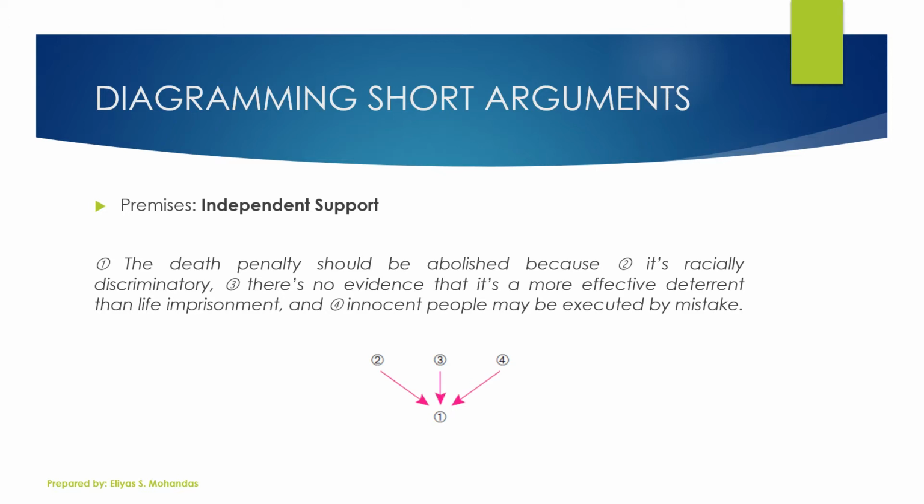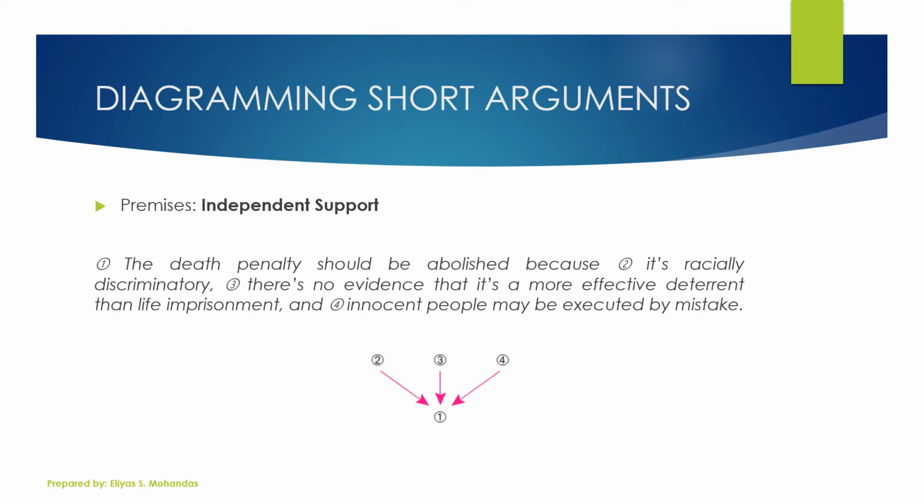The death penalty should be abolished because it is racially discriminatory. There is no evidence that it is a more effective deterrent than life imprisonment, and innocent people may be executed by mistake. Now, this is basically the given excerpt or the given argument. Your job is, number one, to identify what are the statements in this argument and how they function. That is to identify what is the conclusion and what are the premises.